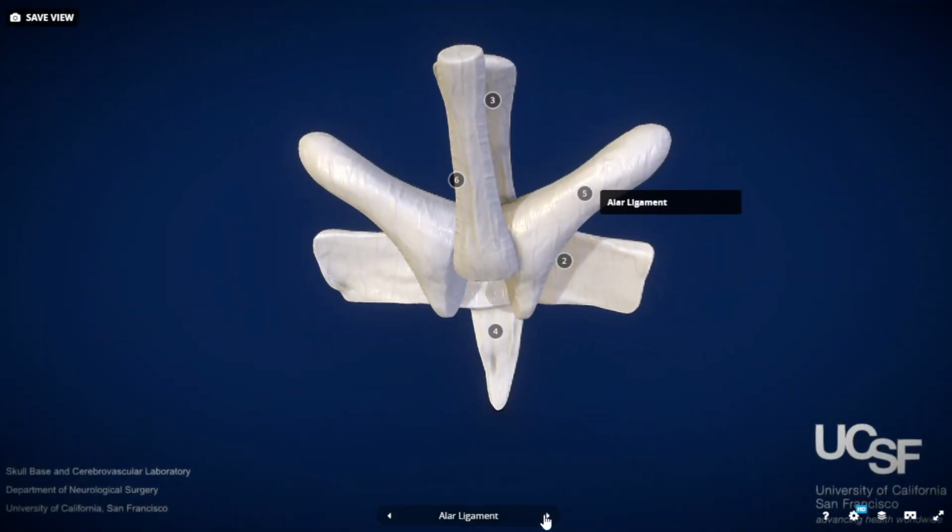Then anteriorly and running in an oblique direction, we have the alar ligaments. These ligaments are going to be attaching to the posterior lateral aspect of the odontoid process, and running laterally and attaching to the occipital condyles. These ligaments help to limit the contralateral axial rotation.